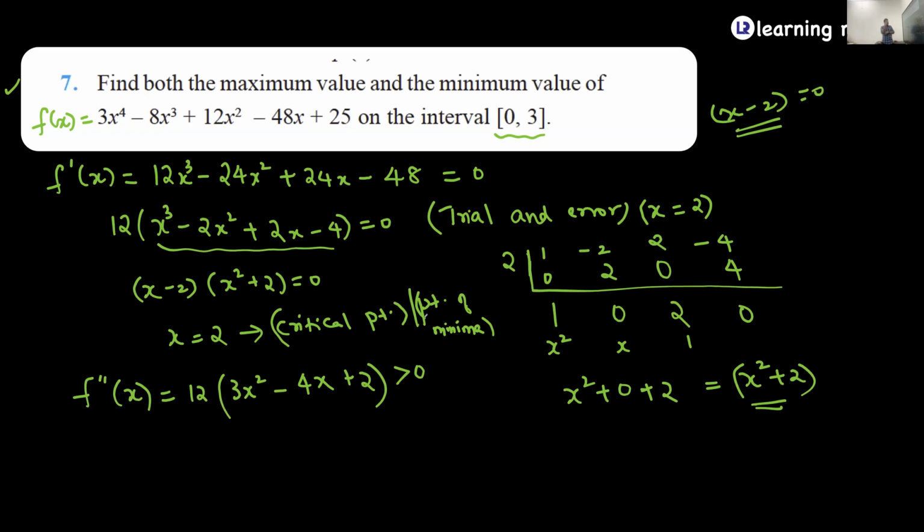Now, what is it that we need to find? We need to find f of 2. See, observe what I'm going to do is, f of x is equal to, first let me write the function 3x power 4 minus 8x cube plus 12x square minus 48x plus 25. All that I need to find is f of 2. So what is f of 2 here? f of 2 is going to be 3 into 16.